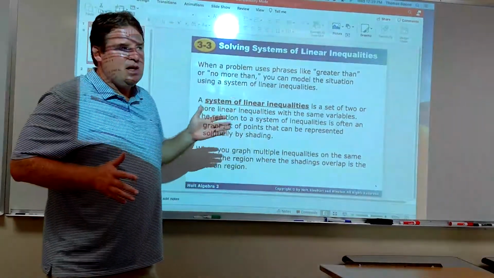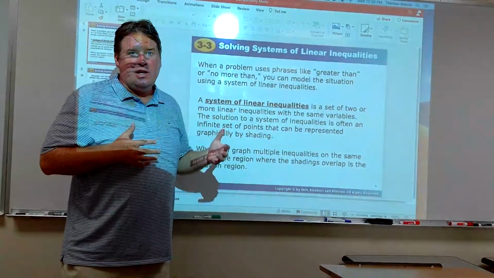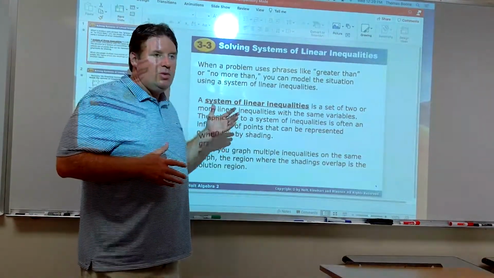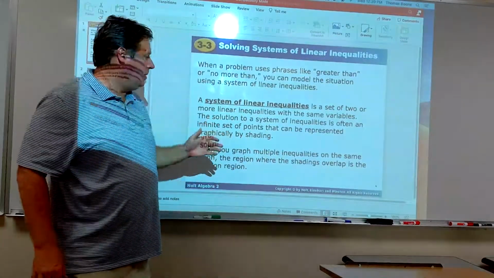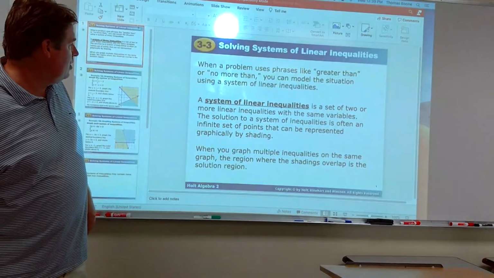And remember, some things to keep in mind are: are you doing a solid or dotted line, and then do you shade above or below? Well, now a system is that we're going to put two or more lines on the same graph, and we're going to have to shade the proper region. All right, so again, that's a system of linear inequalities, not equations, inequalities.